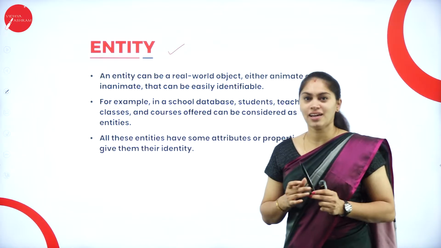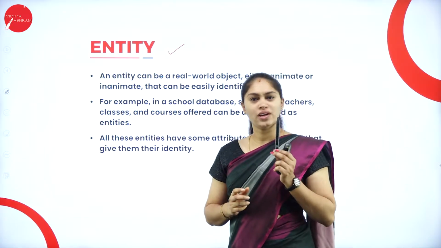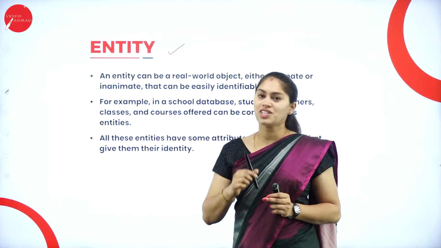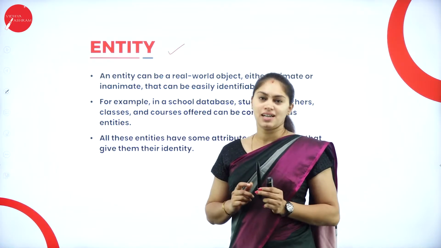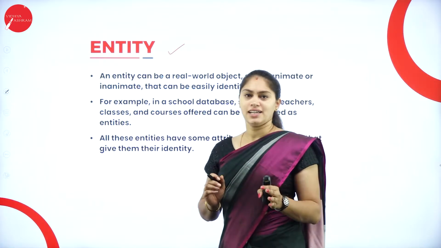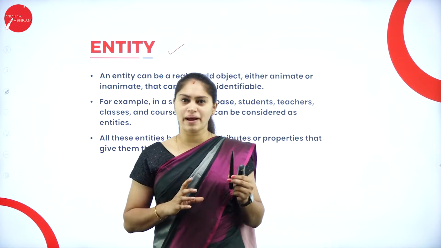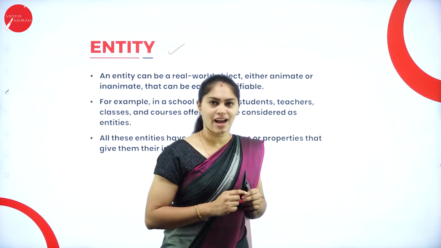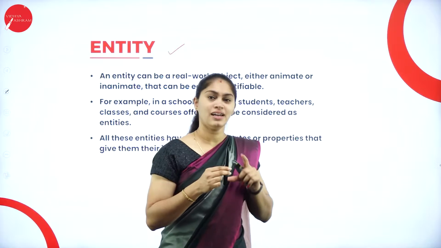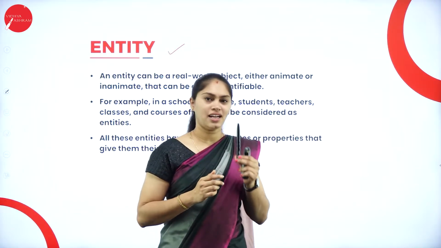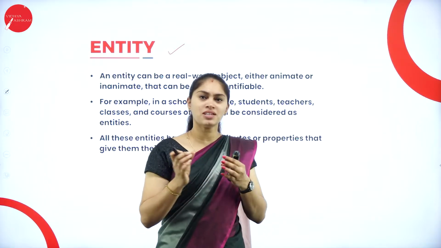Yes. How can I say this is an entity? If a real world object has a property, what will it be considered as? An entity. So an entity can be any real world object. For example, if I consider this pen, what attributes or properties can it have? It has a color, a size, a manufacturer, a brand, and some cost, right? So those are the properties.